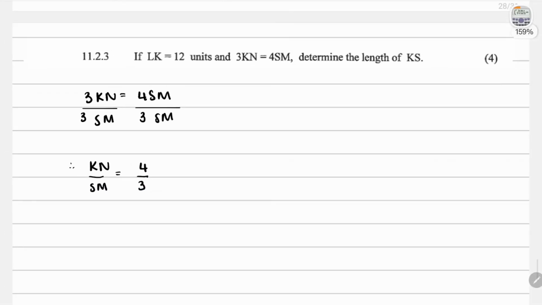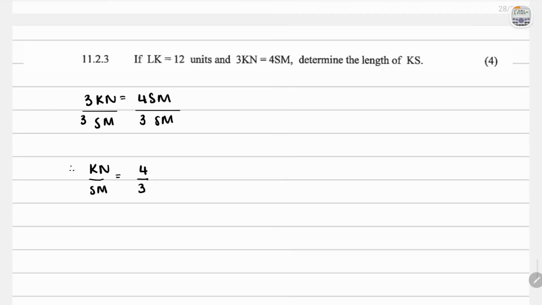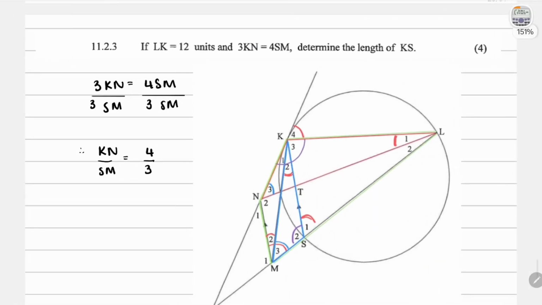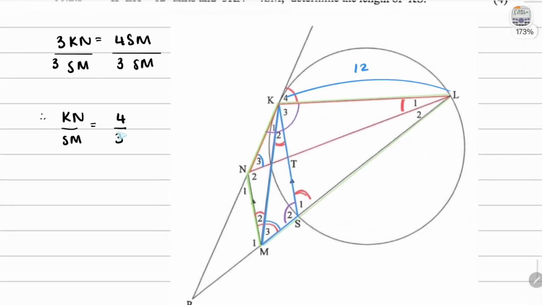Okay, let's get our diagram so we can better understand the information they are giving us. The lengths they have given us: LK has been given, it is 12 units. And we have this ratio now, so we will represent it as a ratio in the diagram. So instead of calling it 4, so there's no confusion with this 12 units, that is just 4 as a ratio. So KN we can call 4A, and then SM, that's 3A.